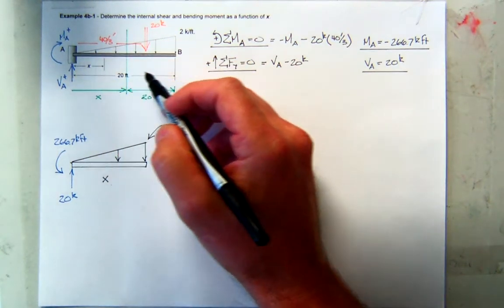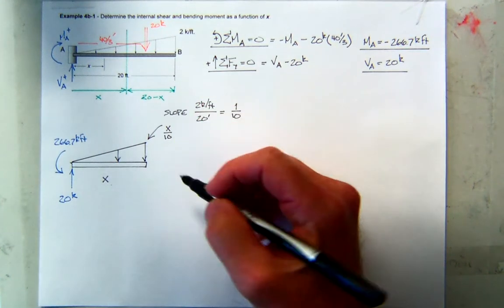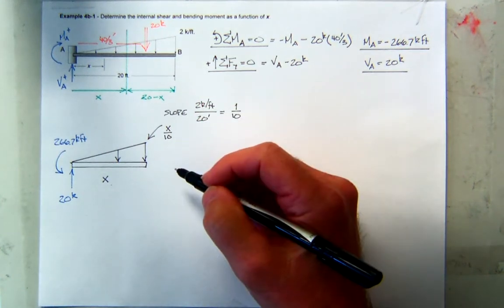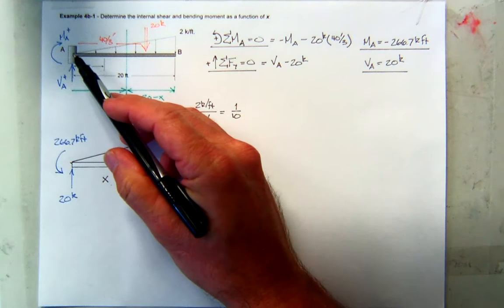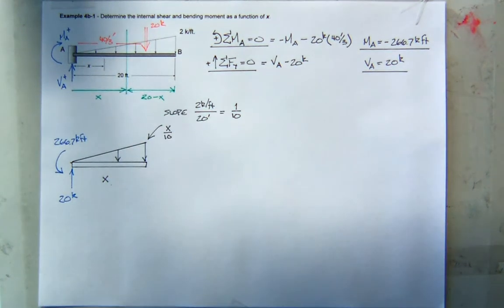When x is 20, what should it be? 2. Put in x equal 20, what do I get? 2. When x is 0, what should I get? 0. And I do. So it works.